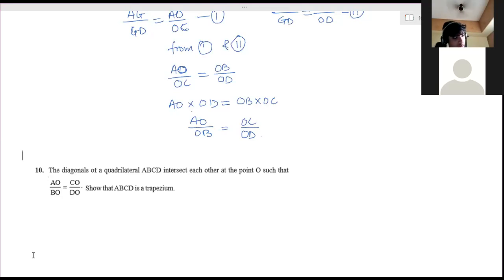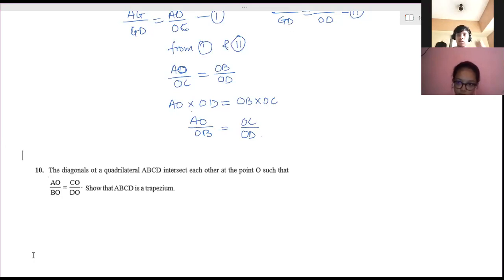Ma'am, for construction, can we draw OG parallel to DC parallel to AB? Then if you show DC parallel to AB, then what is the meaning of proving that? That is only what you have to prove, no? ABCD is a trapezium. Or do we have to do it separately? Not separately, only one pair of sides parallel you have to show. OG is parallel to either AB or CD, and you have to show the other side is also parallel. OG is parallel to the second side also. That you have to prove. Okay, ma'am.